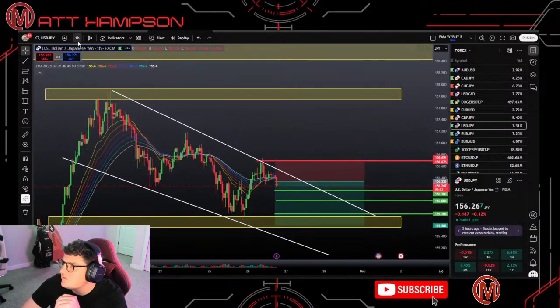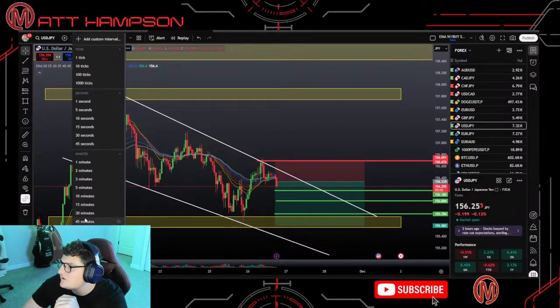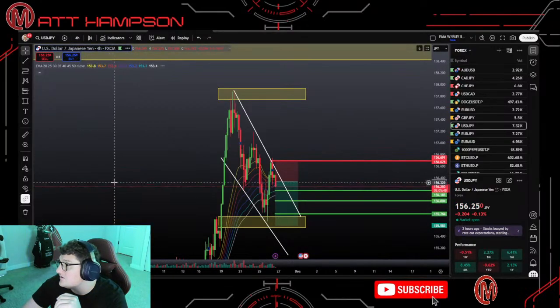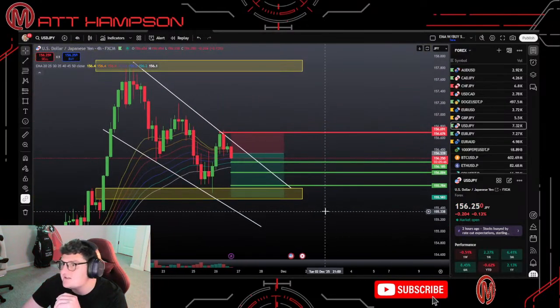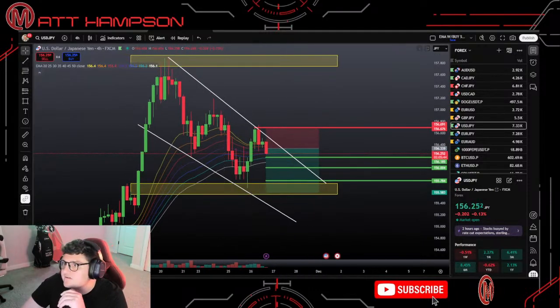We can look at this on the 1 hour, the 4 hour, or the 15-minute. But essentially, we're in a downtrend. That's what's most important to identify.